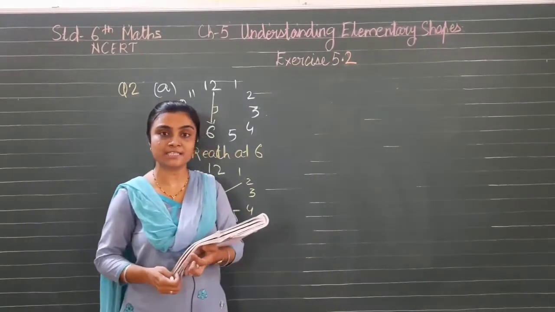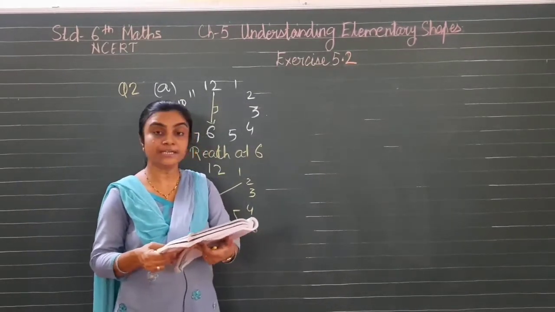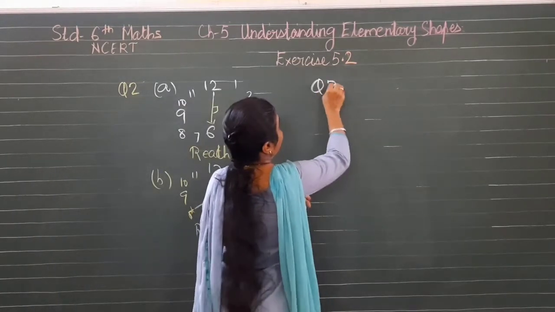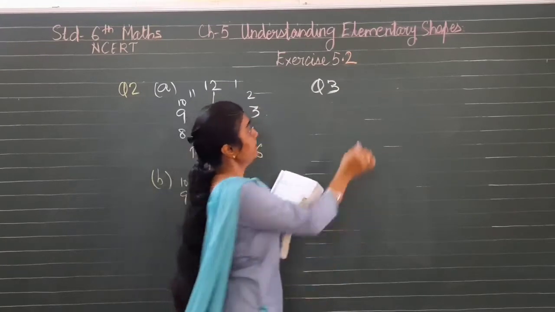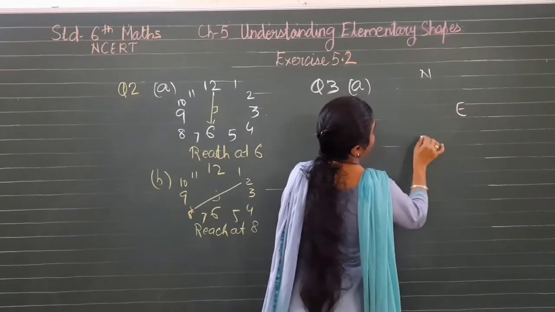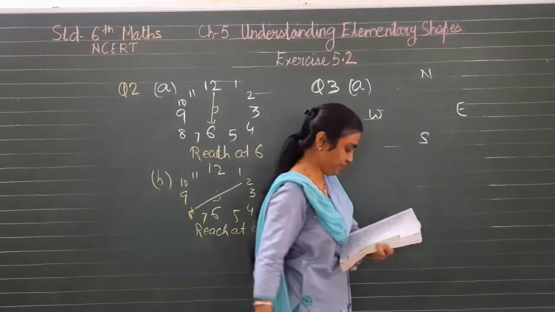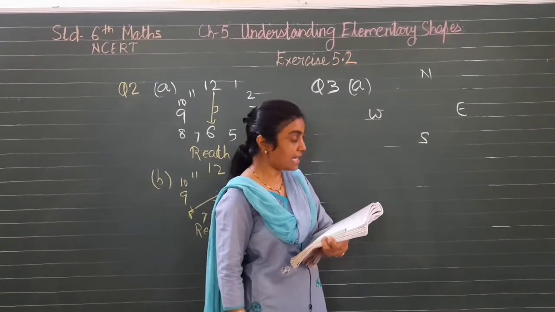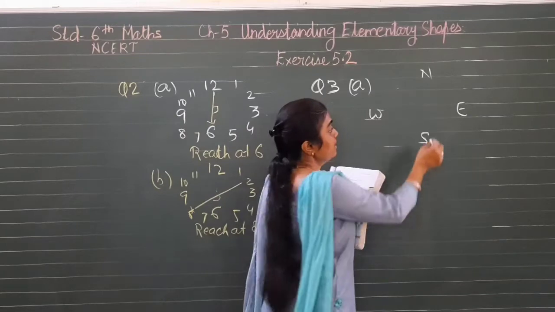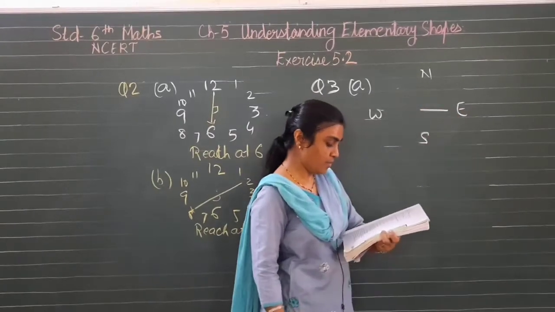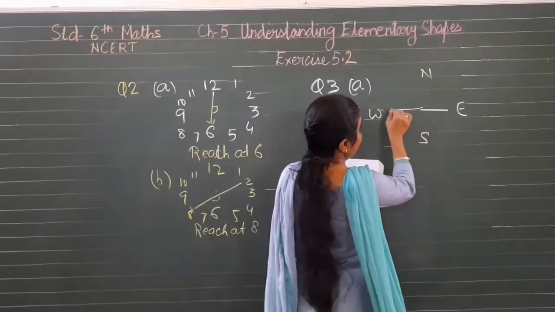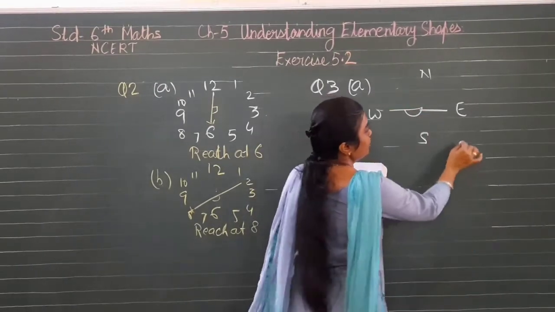Now let us move to the next question number 3. Which direction will you face if you start facing east? We know the directions north, east, south and west. East and make half revolution clockwise. So you are at east and you will go half of a revolution clockwise. So you will reach west. This is half revolution.